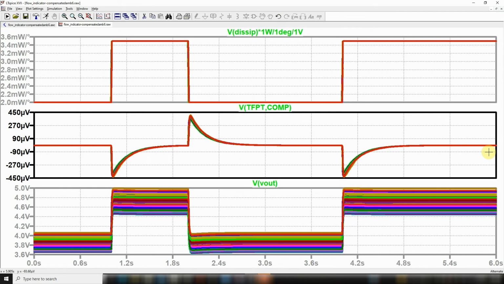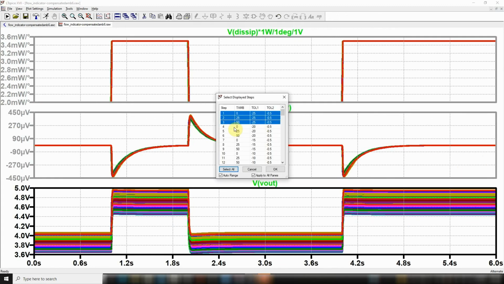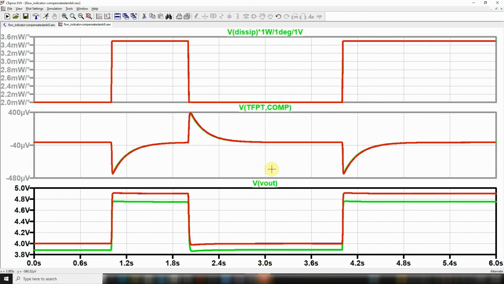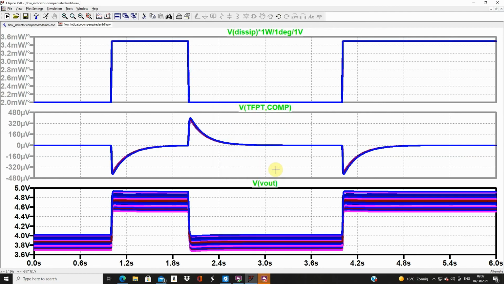The answer is positive, as there is a gap of 0.3 volt between the levels of Vout in still air and with airflow. With all these results, we can visualize separately the influence of the ambient temperature on the result and the influence of the TFPT electrical tolerances.